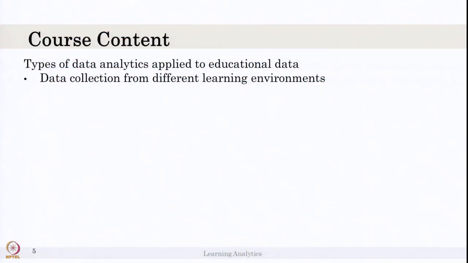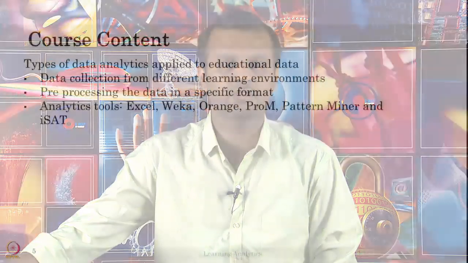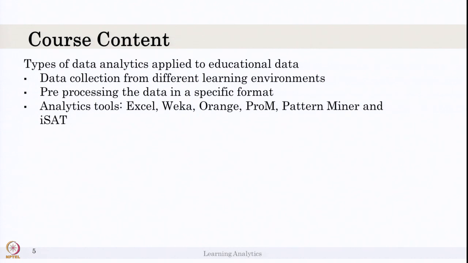So what we do in this course: we'll start with data collection from different learning environments, for example a classroom environment, a MOOC, or intelligent tutoring systems. What data to collect and how to collect such data. Then we'll talk about how to process this data into a specific format. Then we move on to use tools such as Excel and Weka. Excel is proprietary software, but you can use Google Sheets or some other open source equivalent. Weka is a machine learning tool developed by the University of Waikato, New Zealand, free for academic and commercial usage.